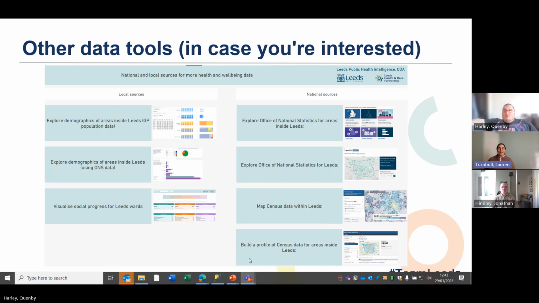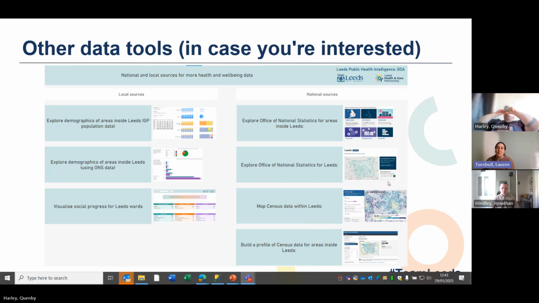So there's loads of data out there. If we've got you interested and you want to find out more, I'm going to highlight the other places where you can find data. This is a screenshot from the last page of the interactive Power BI tool that Quenby's just talked us through, and that signposts you out to different bits of data, some dashboards that have been produced by Quenby and their team.